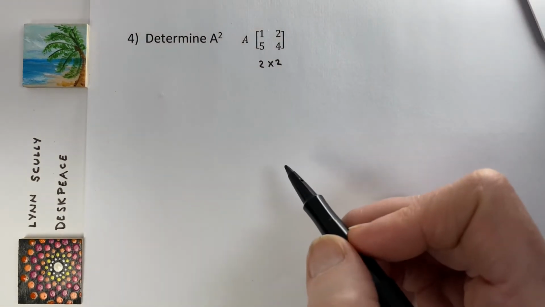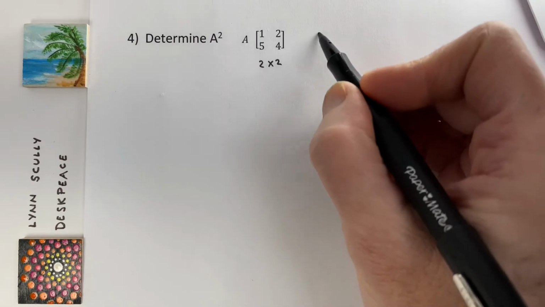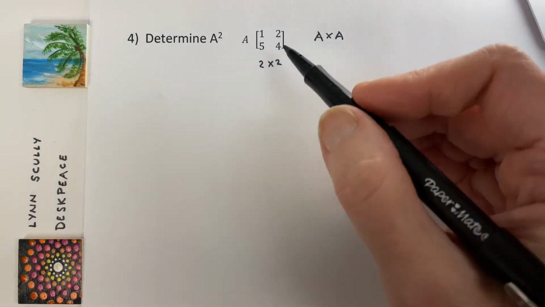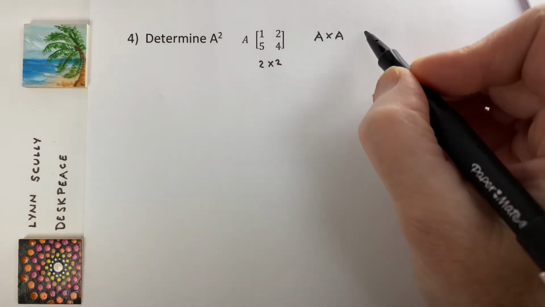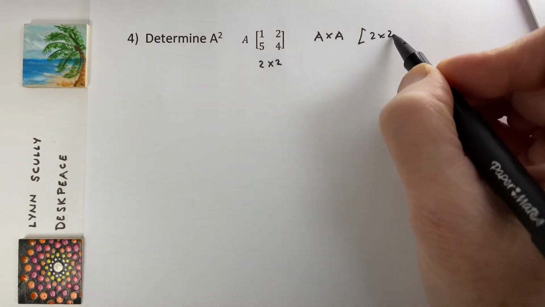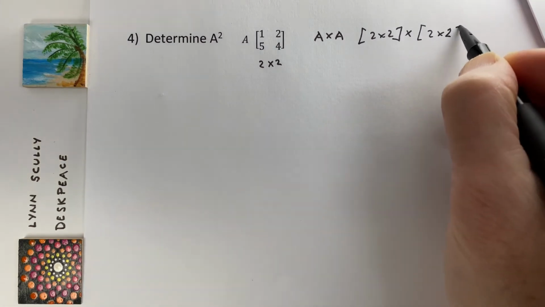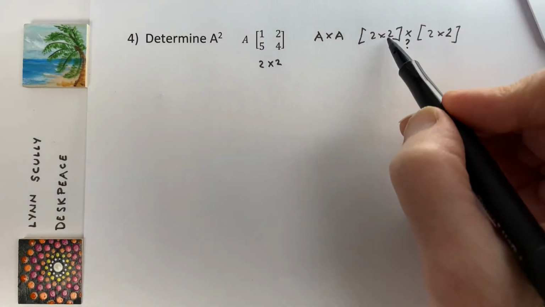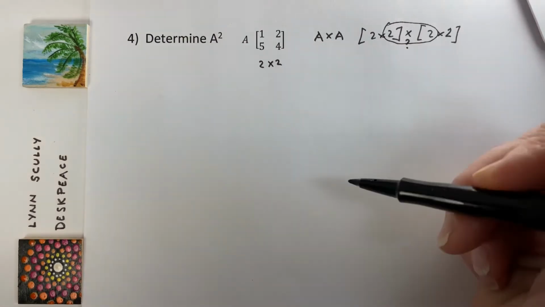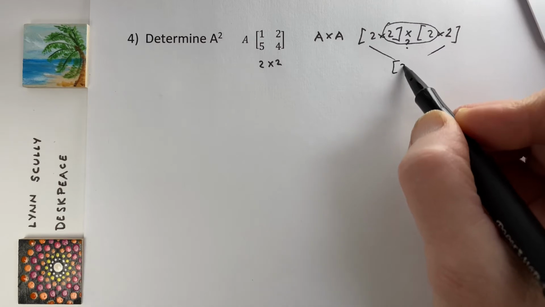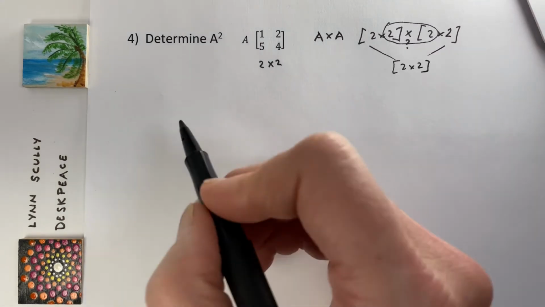First, I have to investigate. So A squared is A times A. Since it's a square matrix, I know it's going to happen, but I'm going to show you. So 2 by 2 times 2 by 2, and this should be a question mark. Do these guys match? They do, yes. So my resultant matrix is going to be a 2 by 2.